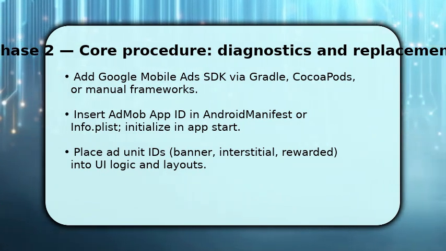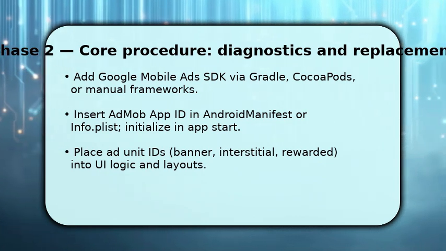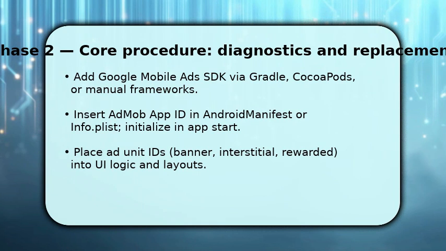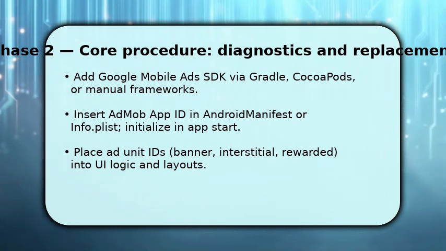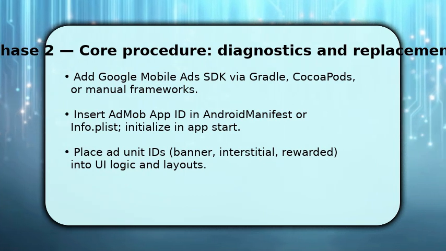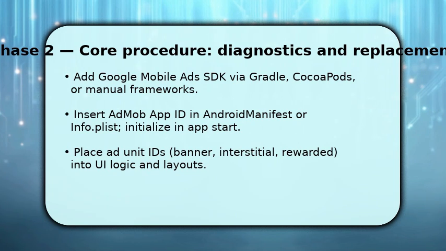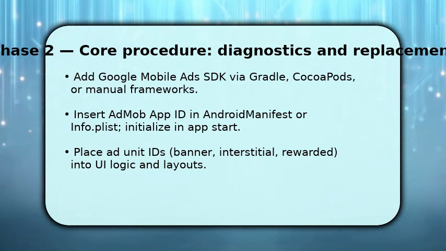Once done, put the AdMob app ID into AndroidManifest or Info.plist and initialize the SDK on app start. This ensures ad requests authenticate. Then wire the specific ad unit ID, banner, interstitial, or rewarded, into your layouts and loading code. Test with test ads first, so you avoid invalid traffic.